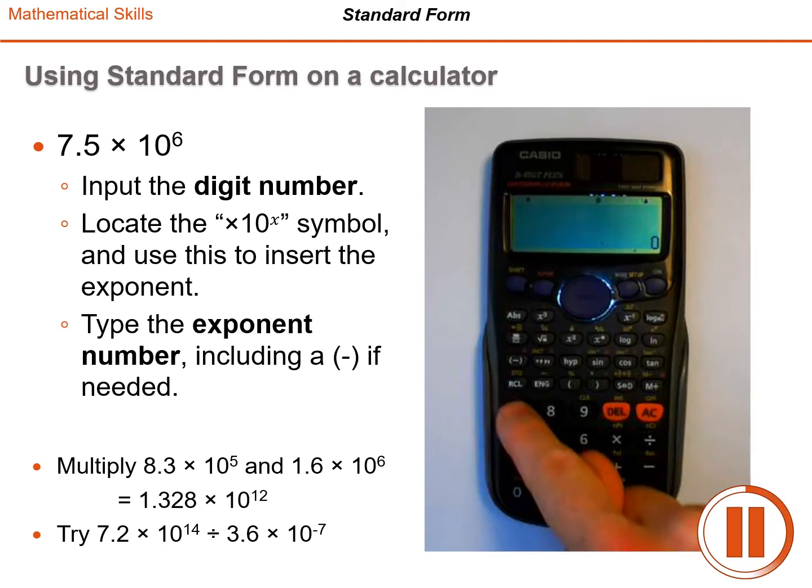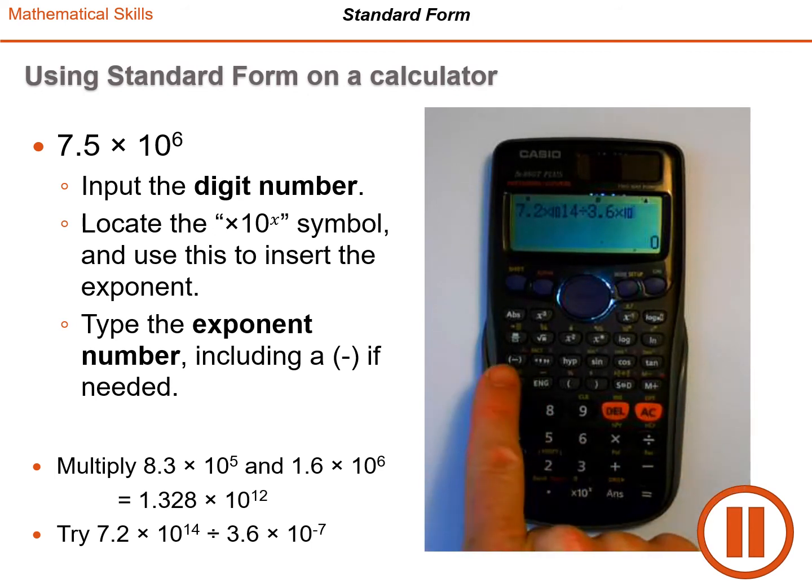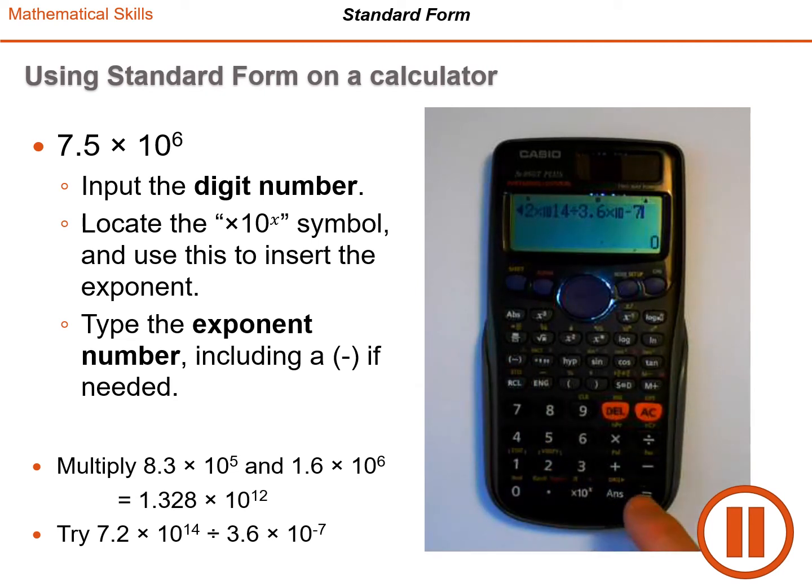So hopefully the answer that you will have, you've got 7.2 times 10 to the 14 divided by 3.6 times 10 to the minus 7 using this negative 7 button there, and we should have 2 times 10 to the power of 21.